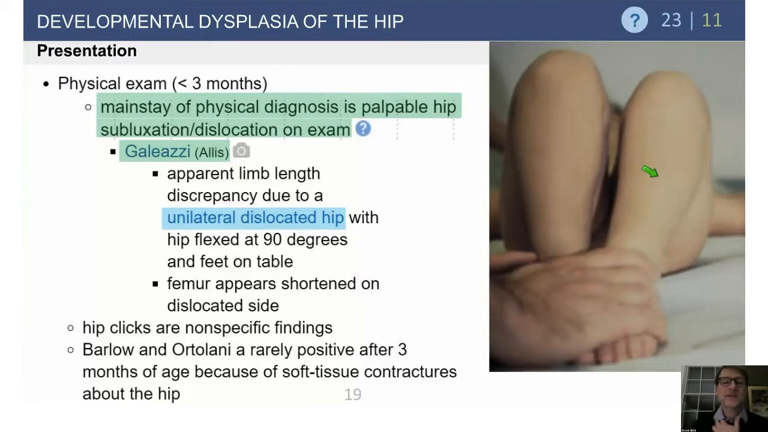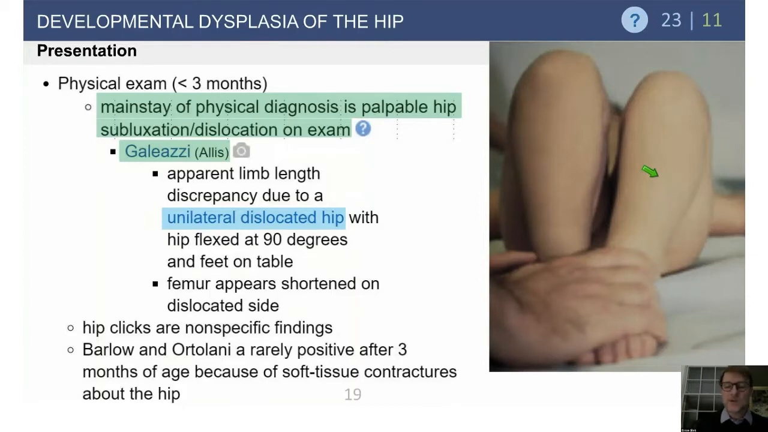In general, hip clicks are nonspecific findings. There's no association of hip clicks with a dislocation. And the Ortolani and Barlow, after 3 months or so, the hip becomes fixed in that position. The ligamentous laxity around childbirth goes away. So the Ortolani and Barlow maneuvers may be negative, but you can still have the hip dislocated.